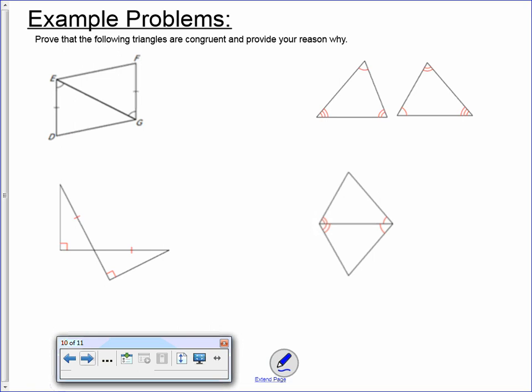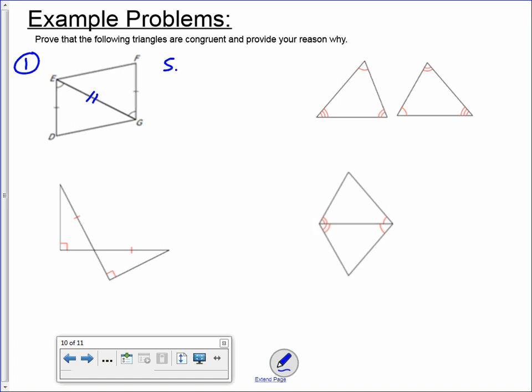When answering these questions, the first thing I recommend to look for is, does your picture have reflexive sides and/or vertical angles? If they do, mark it congruent. In this first example, I notice right away that we have a shared reflexive side, so I'm going to mark those congruent. Now there's nothing else that I can mark congruent myself, so I'm going to collect my evidence.